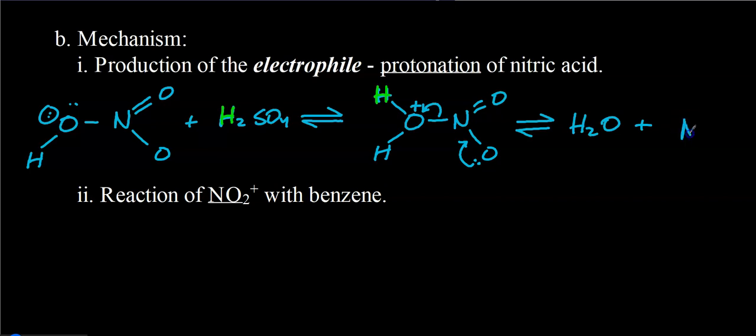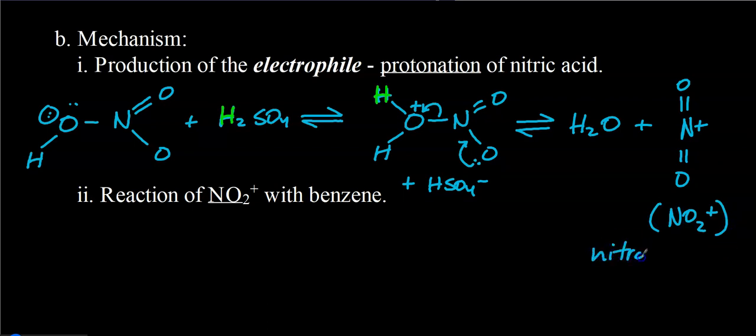I'm going to write it this way, and this has a positive charge. Let me add our other products as well. So in this step, we'd also make HSO4 minus. And then again, I just want to show the formula of this. This is NO2 plus, called nitronium ion, which is our electrophile. So let's go over that one more time.